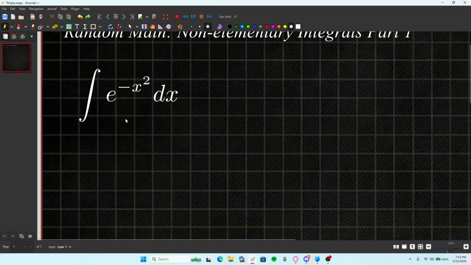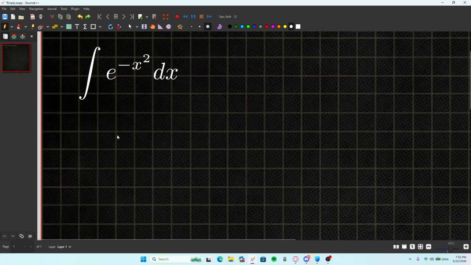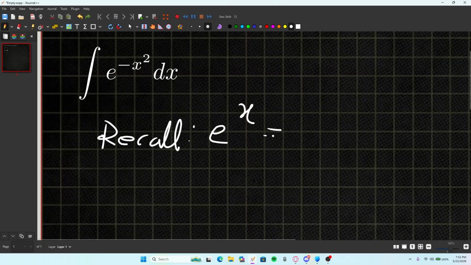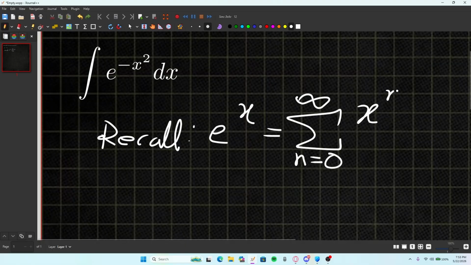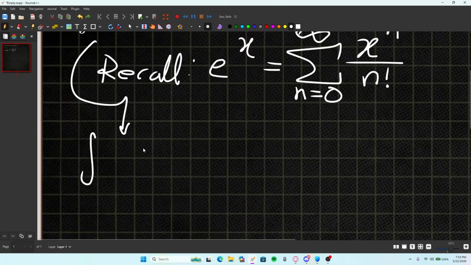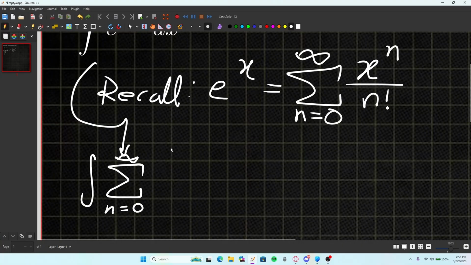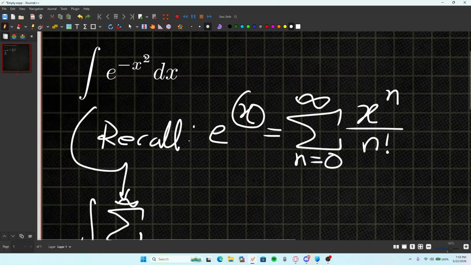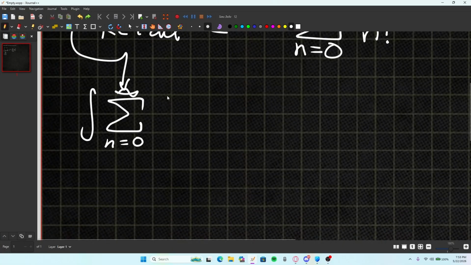First thing I notice, this is e to the power of a function. Recall e to the power of x just equals the sum from n equals 0 to infinity of x to the n over n factorial. So we're just going to plug that right in. Integral of the sum from n equals 0 to infinity of, in this case, x is negative x squared, so we'll just put that in there. Negative x squared to the n over n factorial.